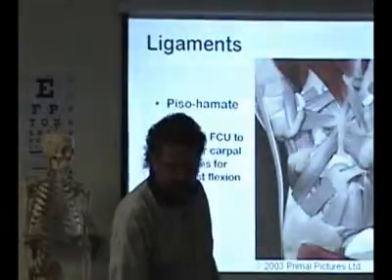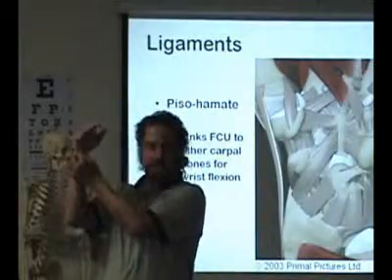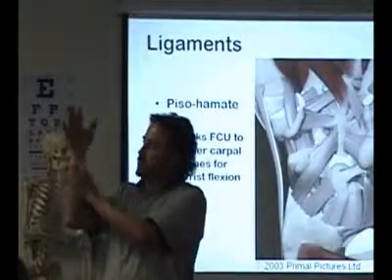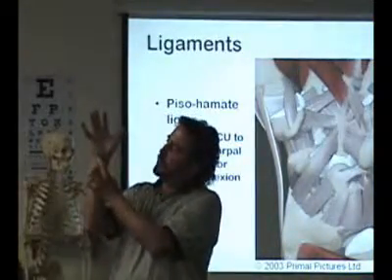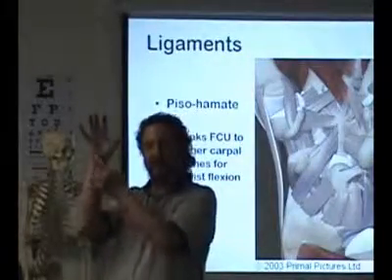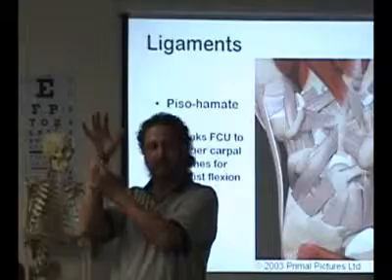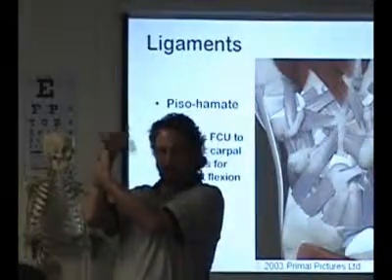And then you have the pisohamate ligament. Because you have the flexor carpi ulnaris, this muscle, this tendon here, it inserts onto the pisiform. And then you have the pisiform and the pisohamate ligament, which goes from the pisiform to the hamate. It's kind of a continuation of that force, right? When this muscle contracts, that ligament continues that force and pulls this down.